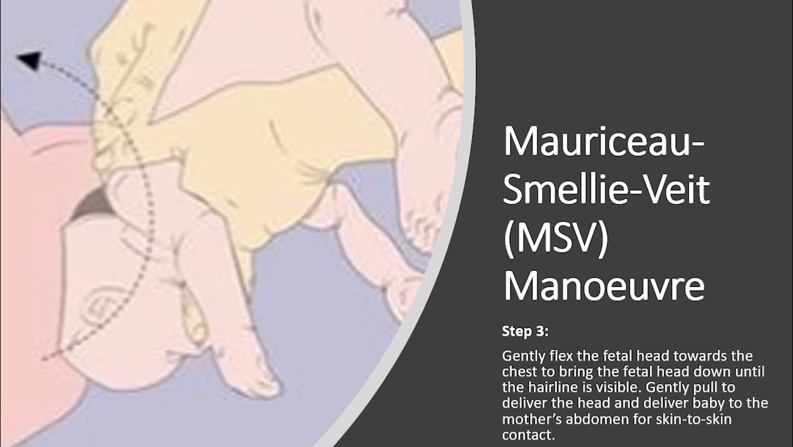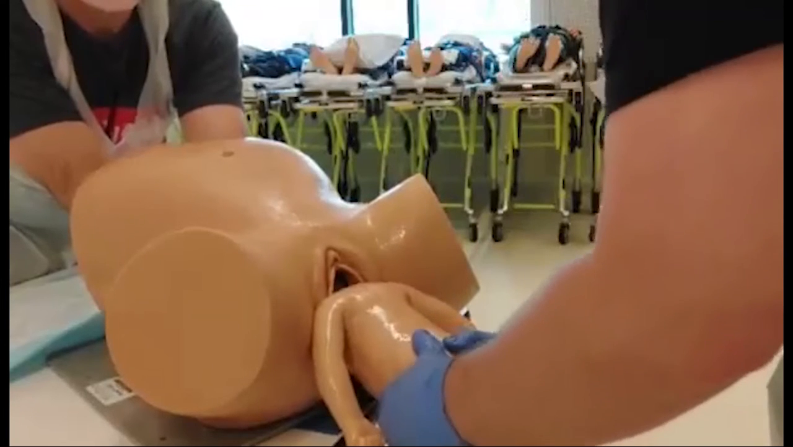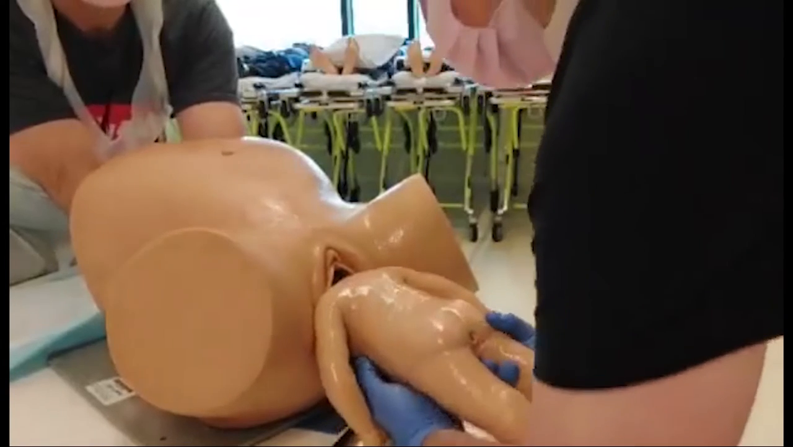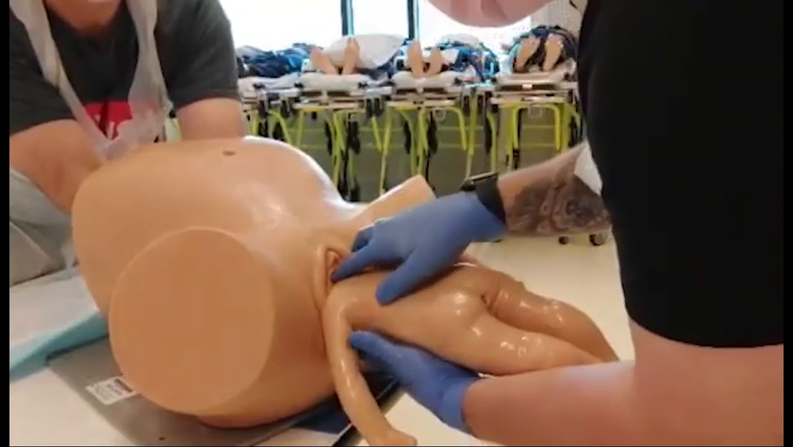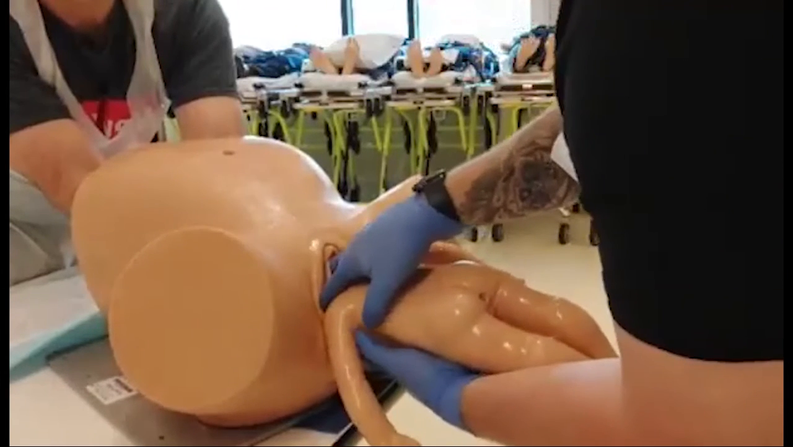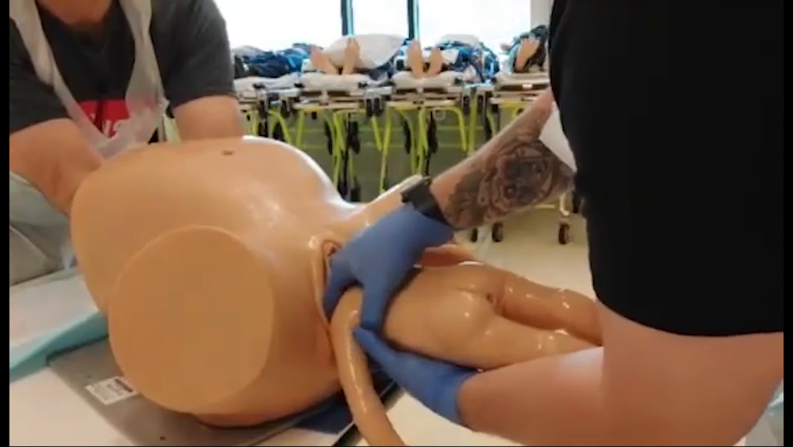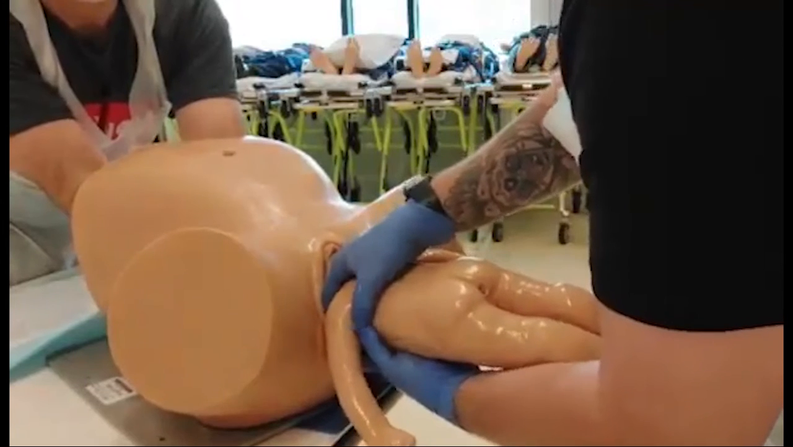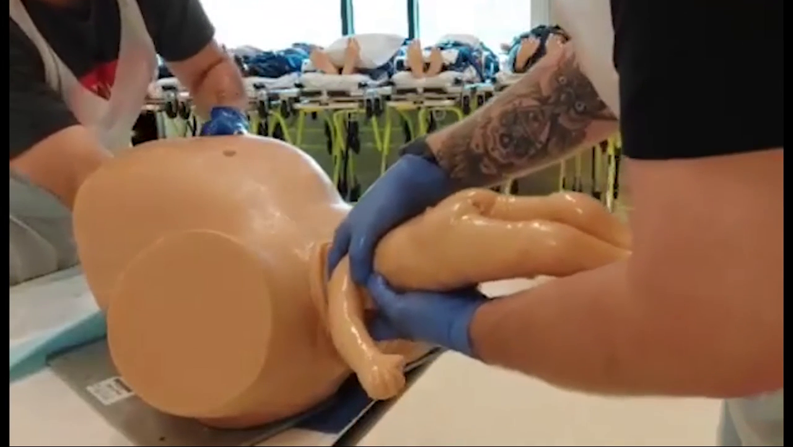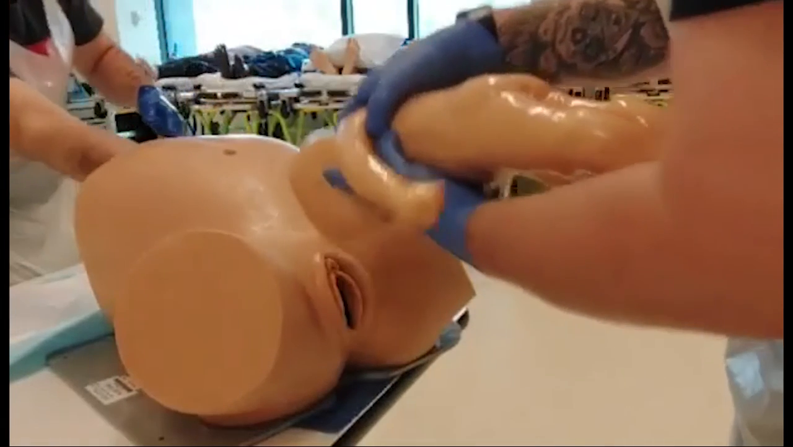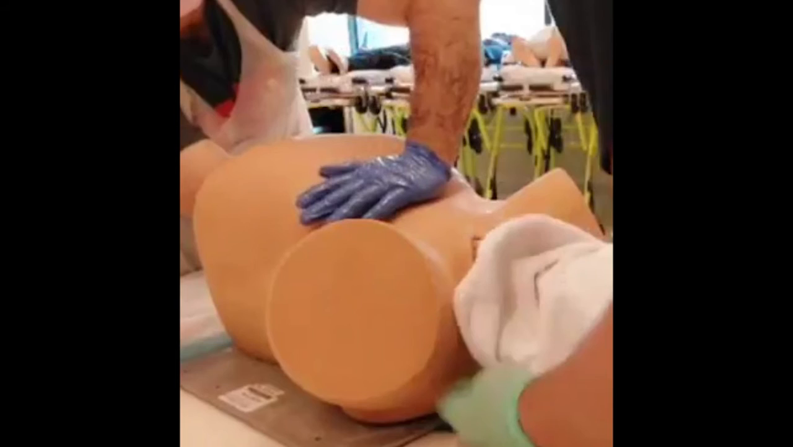I will now demonstrate the Mauriceau-Smellie-Veit manoeuvre. As you can see, I gently place 2 fingers of one hand on the malar bones to support the head. On my other hand, I gently hook my index and ring fingers over the baby's shoulders and place my middle finger supporting the baby's occiput. I then gently flex the head down to deliver and pull the baby upwards and outwards to fully deliver the baby. While delivering the head, it's important to have your partner push down just above the pubic bone to help keep the baby's head flexed to assist delivery.